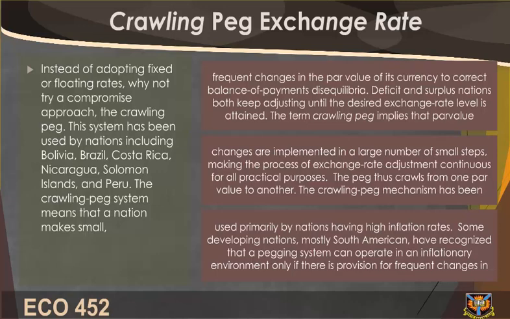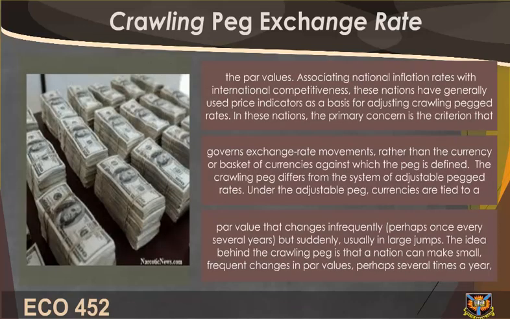The peg thus crawls from one par value to another. The crawling peg mechanism has been used primarily by nations having high inflation rates. Some developing nations, mostly South American, have recognized that a pegging system can operate in an inflationary environment only if there is provision for frequent changes in the par values.